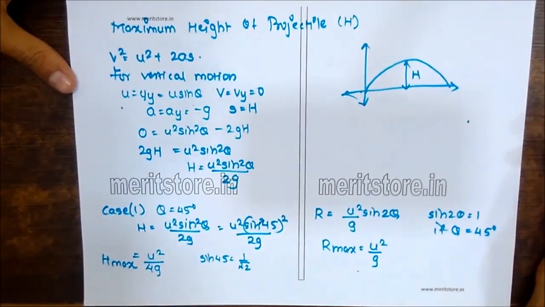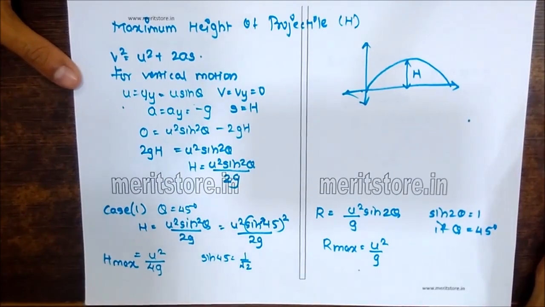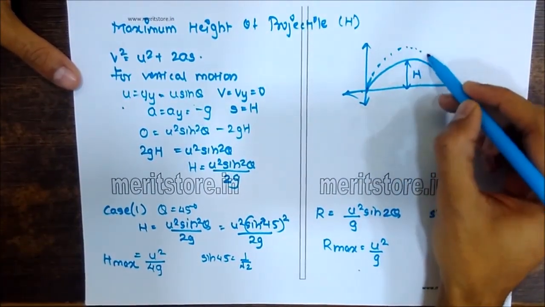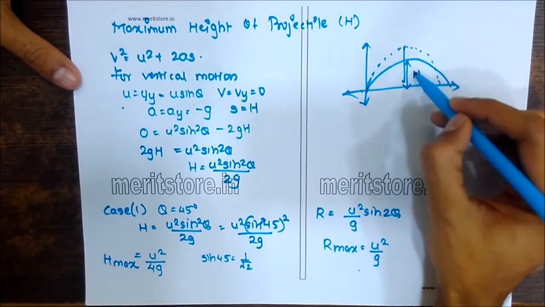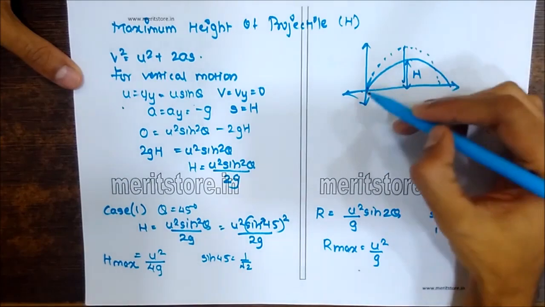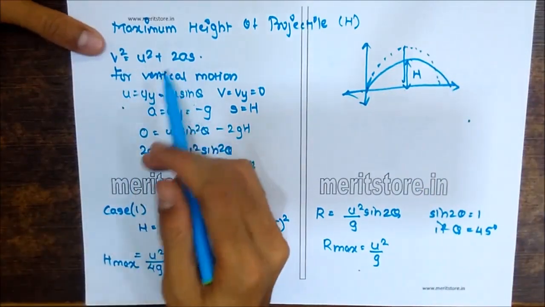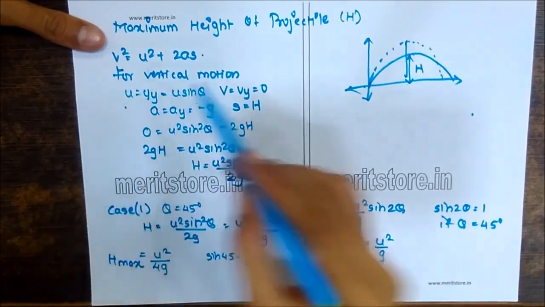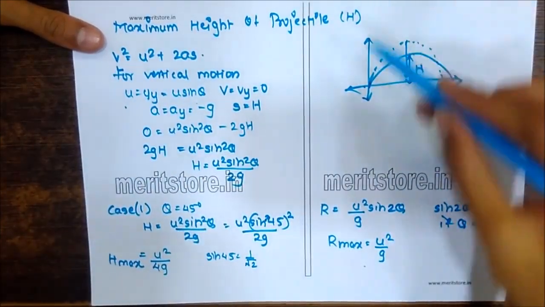Okay, now we'll be finding the maximum height of the projectile. The maximum height of the projectile is the maximum height up to which the projectile can reach, this height. It depends on the angle theta, of course, and it depends on the velocity. So we take the kinematical equation, v square equals u square plus 2as, for the vertical motion, for going upwards.